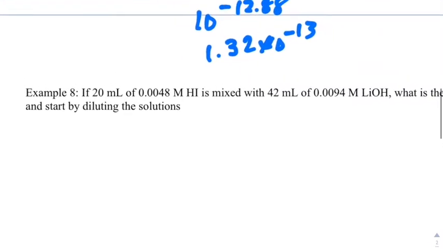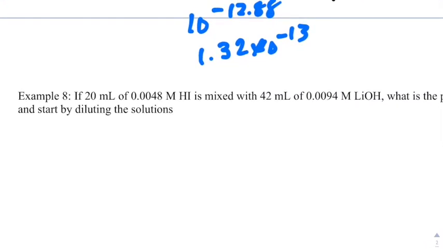Our next problem is I've got 20 milliliters of 0.0048 molar hydroiodic acid that's there, and apparently I have 42 milliliters of 0.0094 molar lithium hydroxide, which again, weird numbers, but whatever, we can play whatever game that they would like to play.